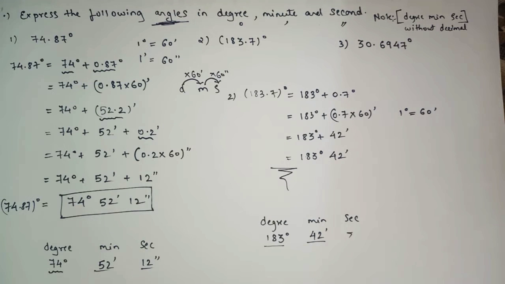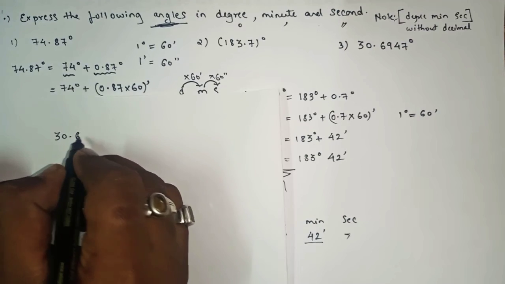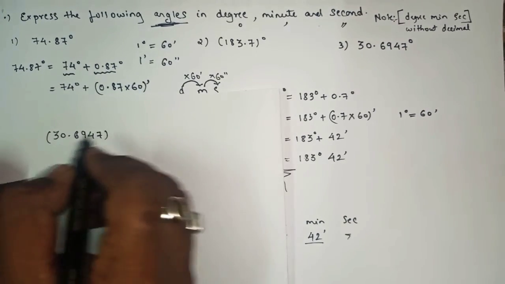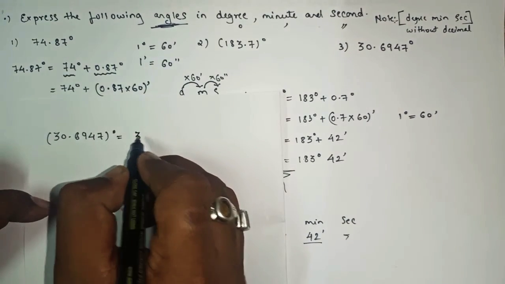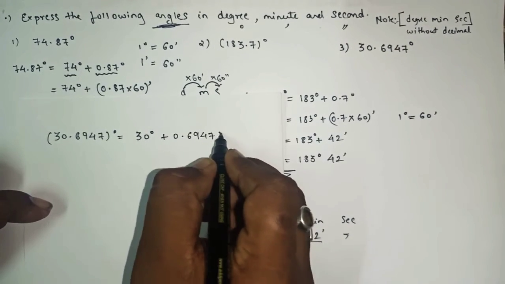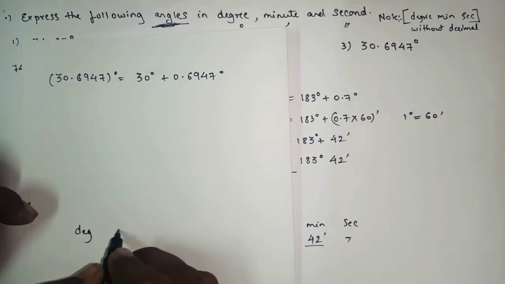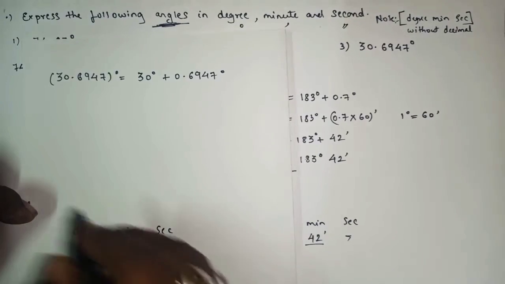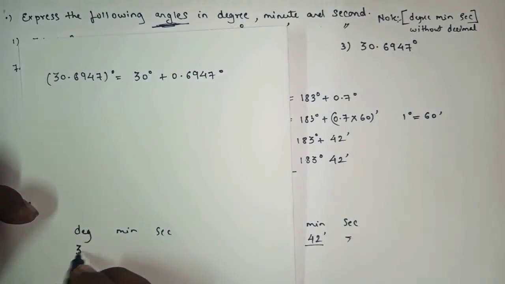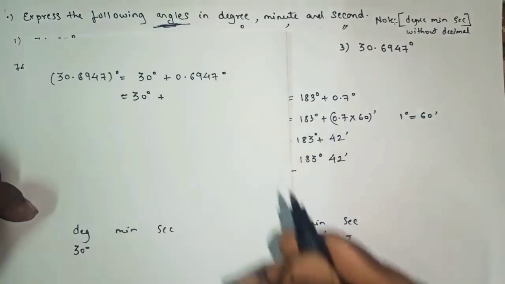Here we have 30.6947, a very big number. 30.6947 degree. We can break this as 30 degree plus 0.6947 degree. Yes or no? As we know that the final answer of degree, minute and second should be without decimal. So here 30, which we got perfect, we'll keep this 30 degree as it is.